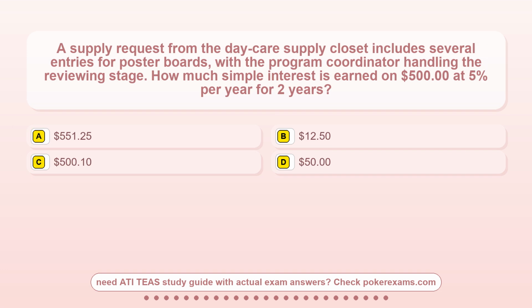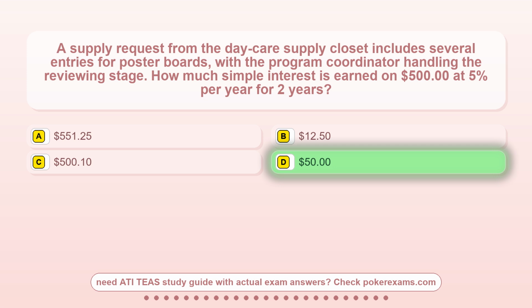Question 12. A supply request from the day-care supply closet includes several entries for poster boards, with the program coordinator handling the reviewing stage. How much simple interest is earned on $500 at 5% per year for 2 years? Option A, $551.25. Option B, $12.50. Option C, $500.10. Option D, $50. The correct answer is option D, $50.